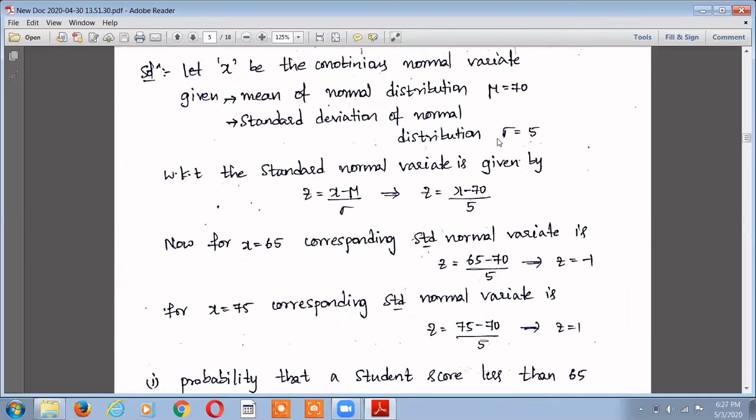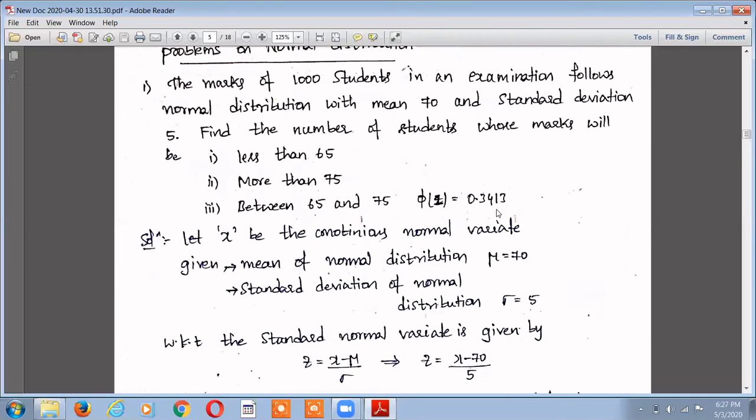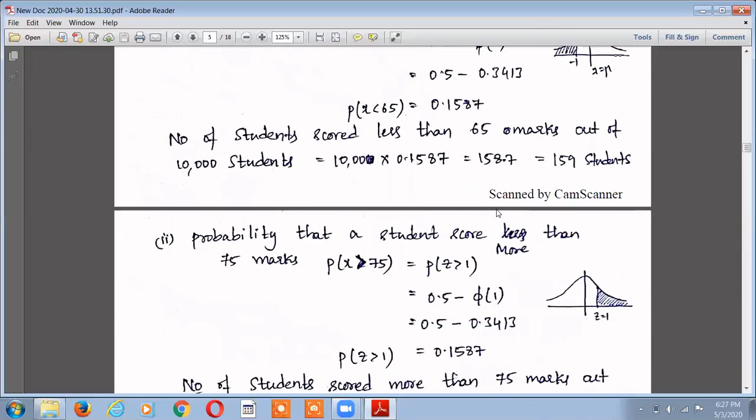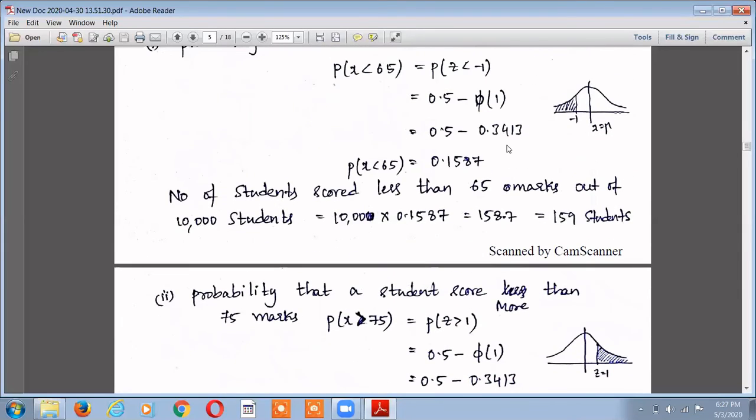Here we can see pi of 1 is given as 0.3413. So 0.5 minus 0.3413, we get P of x less than 65 equal to 0.1587. So to get the number of students who scored less than 65 marks out of 1000, the probability should be multiplied with 1000. So we get 159 students.